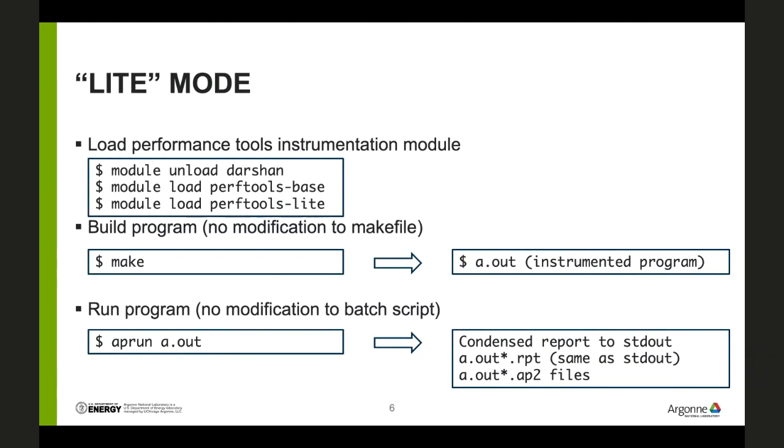And then in order to get the performance data, you just need to run this instrumented binary using aprun, with some required flags, and then a.out. After that, you will get a condensed report to the standard output. And you can also create an RPT file, which is the same as the standard output, or you can create an AP2 file for further analysis using the Apprentice tool.